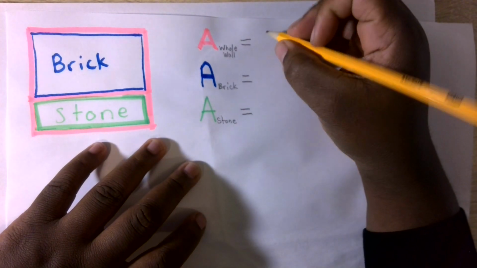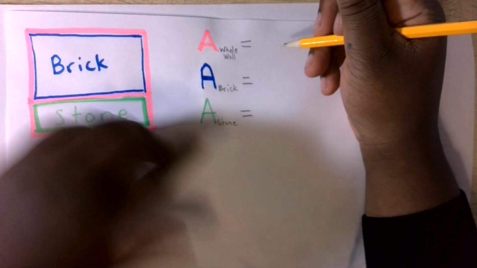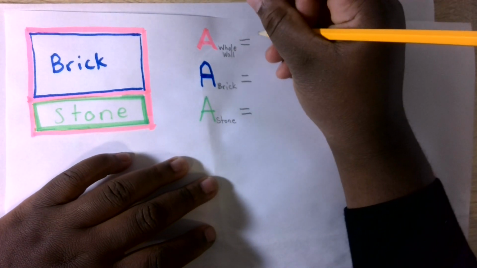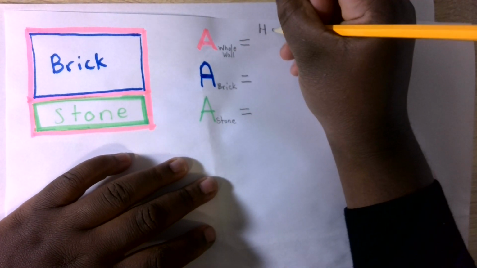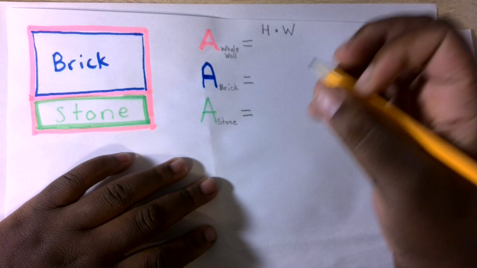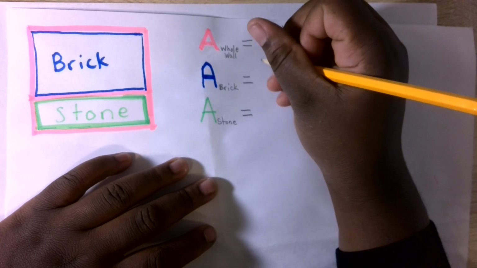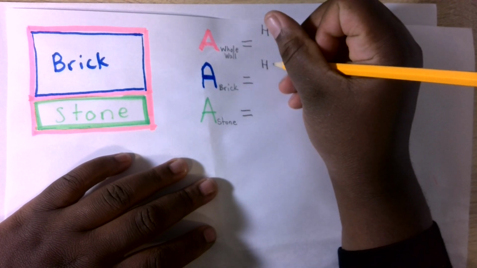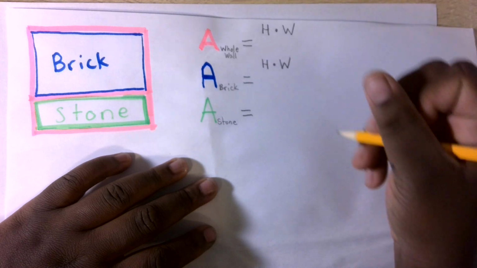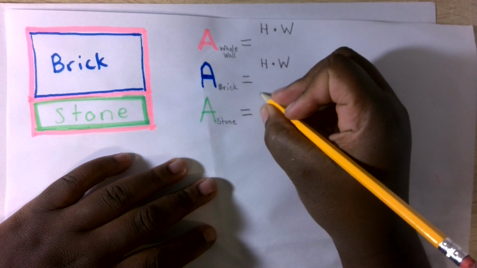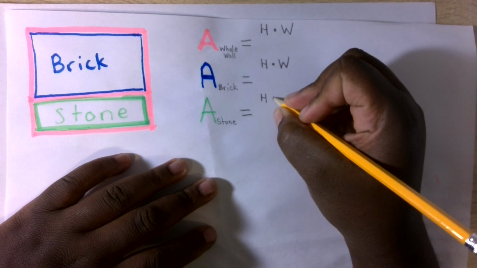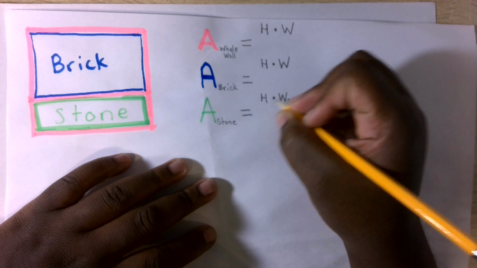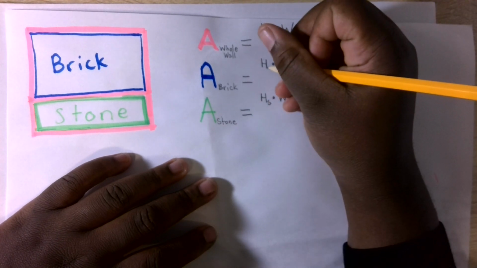I have the area of the whole wall, and of course, these are all rectangles, so the area of the whole wall is equal to the height of the whole wall times the width of the whole wall. The area of the brick wall is equal to the height of the brick wall times the width of the brick wall. And the area of the stone wall is equal to the height of that stone wall times the width of that stone wall.